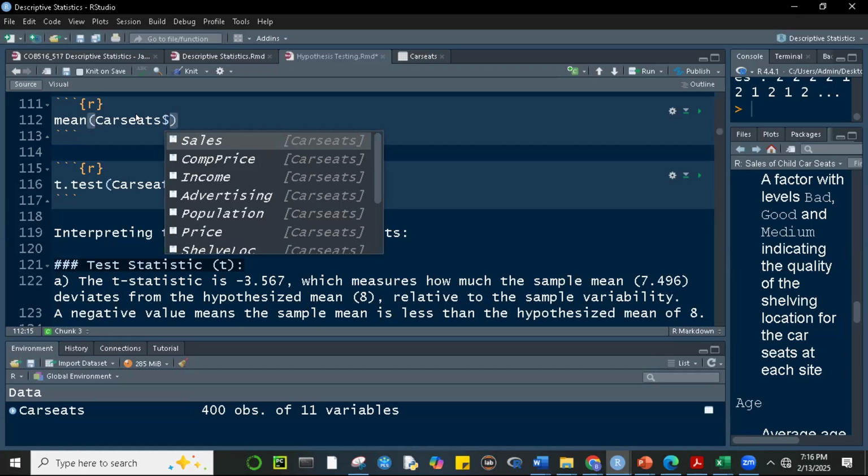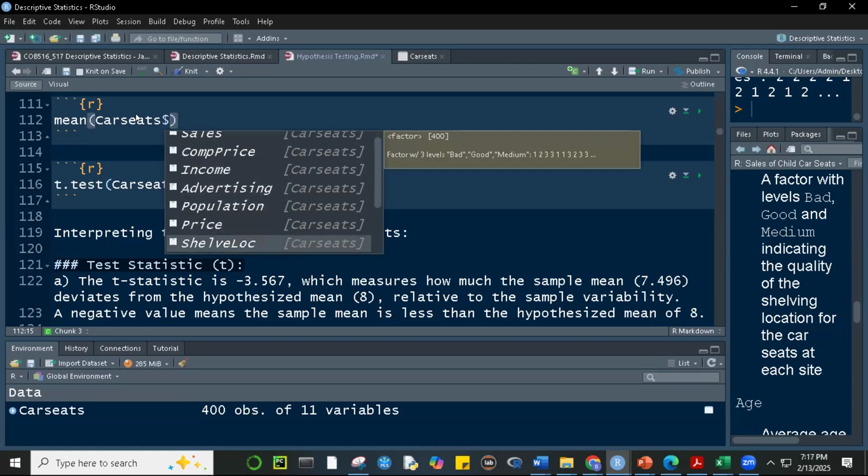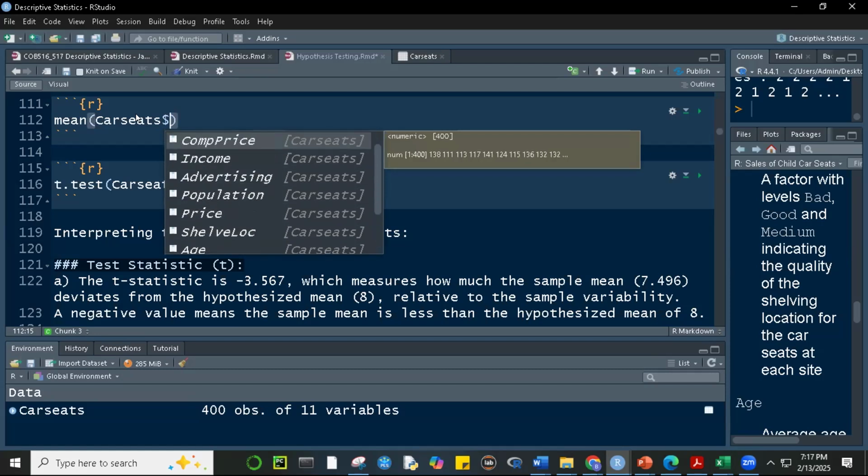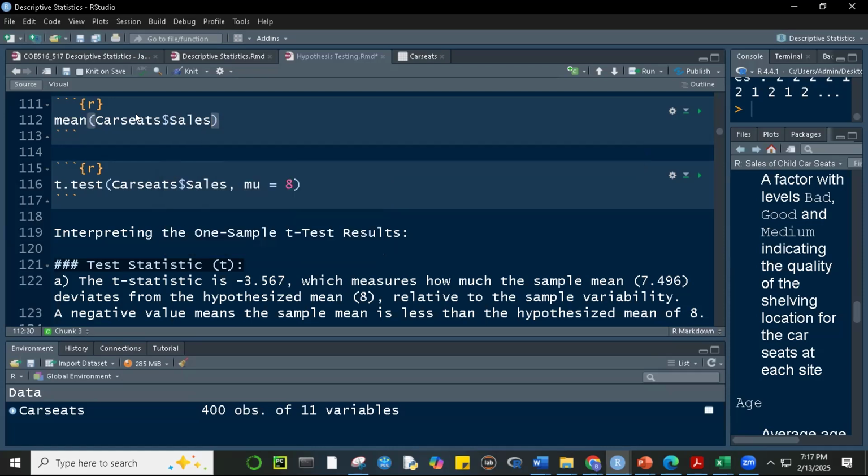If you press dollar, what appears now will be all the objects, all the variables that are inside car seats. So you have sales, competitor price, etc. Okay, so I can now access sales. So you can click arrow down, arrow up, and go to the item that you want loaded, and that's sales. And then you don't have to type sales. You just press tab there.